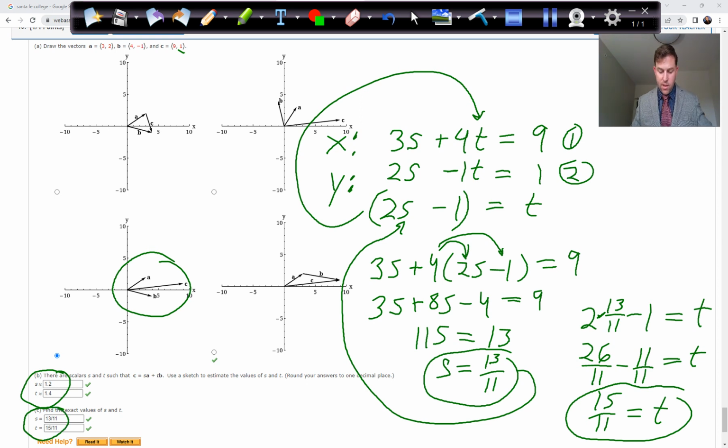So if we, in essence, stretch A by 13 over 11, and we stretch B by 15 over 11, when we add those two vectors, we will exactly reach vector C. That completes section 12.2.